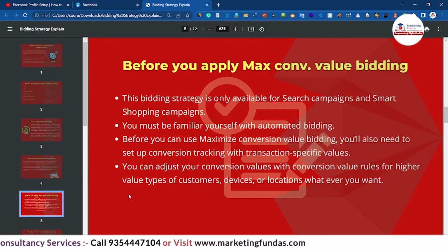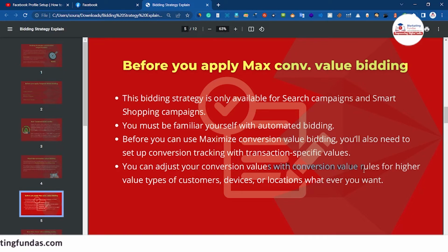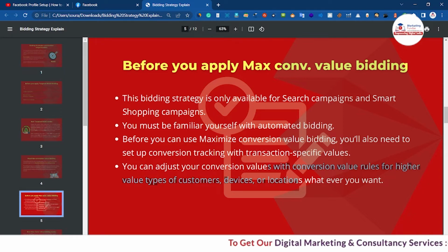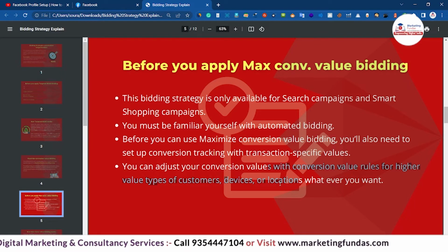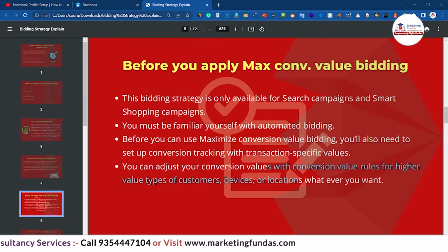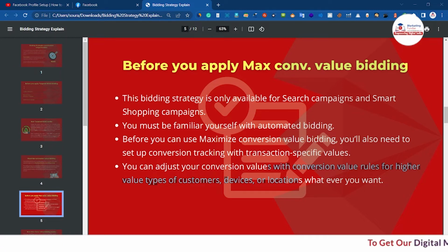At the end, the last point says you can adjust your conversion values with conversion value rules for higher value types of customer, device, or location, whatever you want. Which means you can adjust the conversion values as per your devices, location, or customer. So if in the middle of a running campaign you think you need to adjust the conversion values, you can do so without any hassle or any issue.